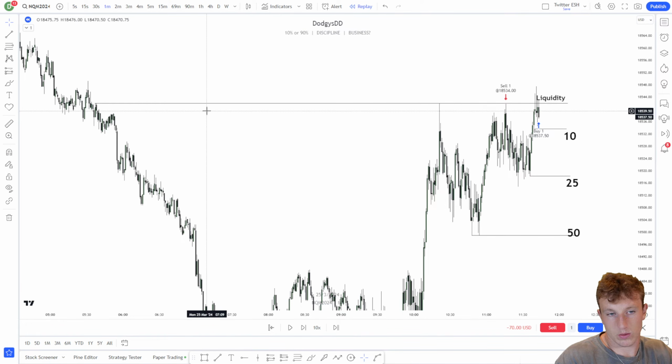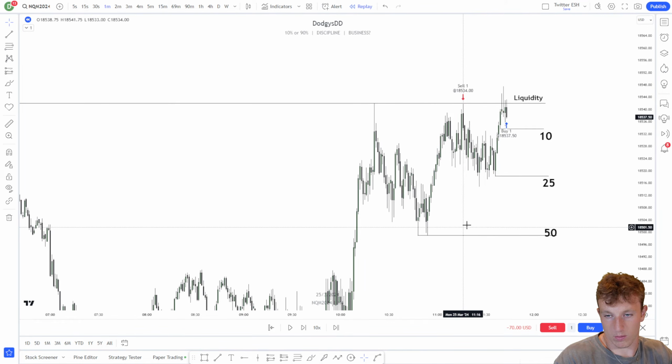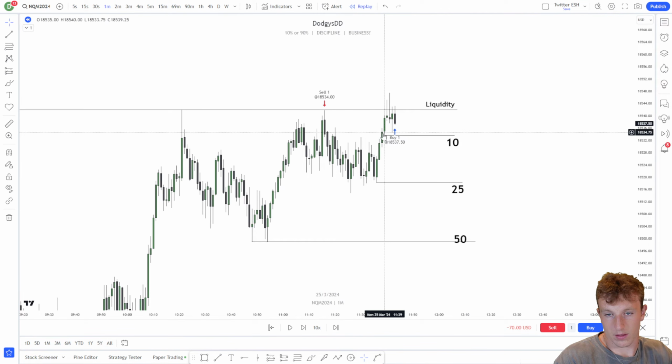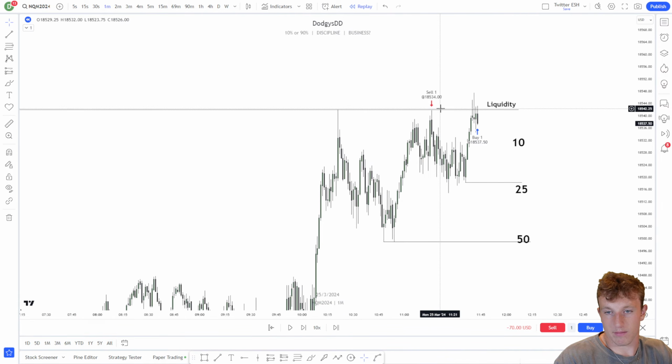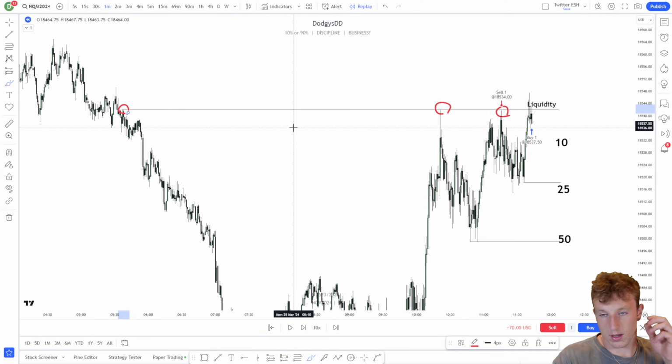The best forms of liquidity will be the liquidity pools, or the support and resistance lines that look like double tops, double bottoms. So this would be one, this would be one. This would not be one, because does this look like a double bottom? No, it just doesn't. This would be a very big one because look, this looks like a double top. So again, this would be a really, really good one.